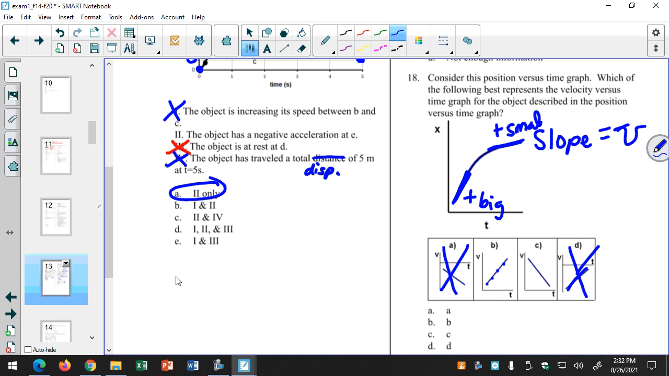Which do you think is true then, B or C, as being the V versus T graph that represents the X versus T plot, the same motion? Well, I'm starting out with a big slope right here. That means I should start out with a big velocity that's positive, and I should end with a small slope or a small velocity. So which one is that, B or C?